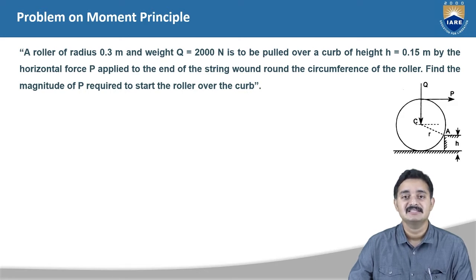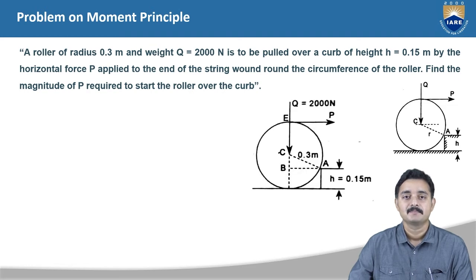In the figure, we can see the forces acting. One of the forces is the weight of the object and the other force is P, used to pull the roller over the curve. The roller is in contact with the curve at point A. Now, as the first step, we will draw the free body diagram of the given system.